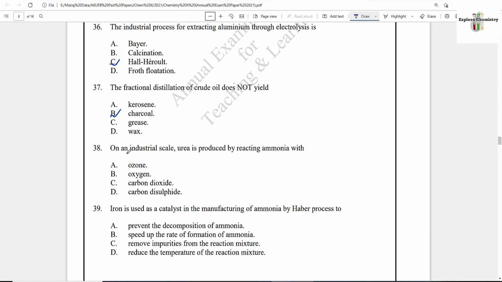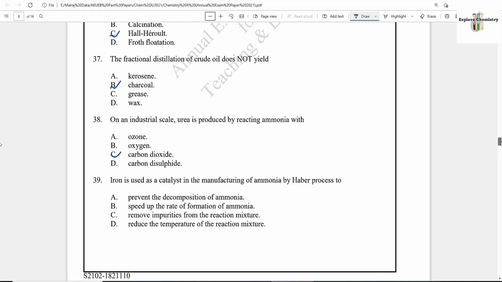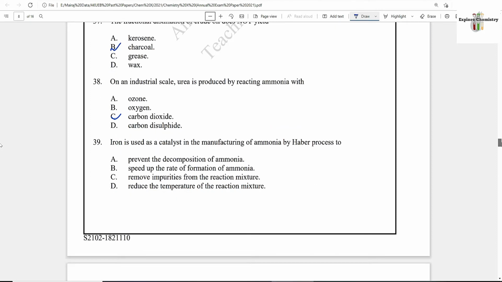Number 38. On an industrial scale, urea is produced by reacting ammonia with carbon dioxide. It will give you ammonium carbamate, which will give you liquid urea.